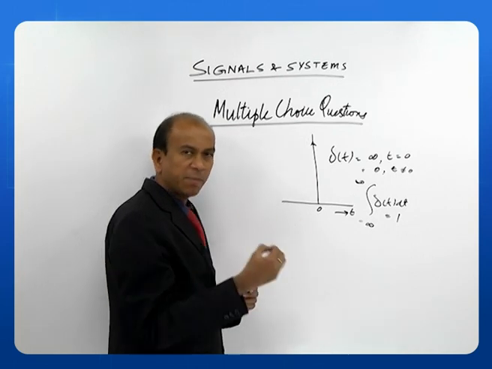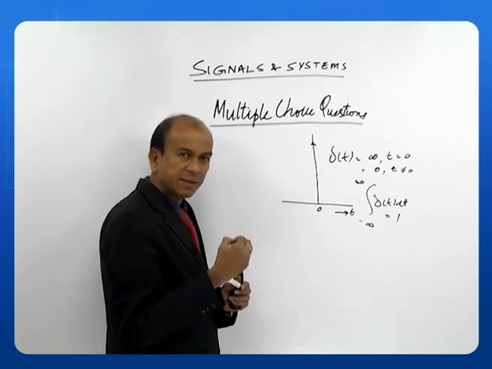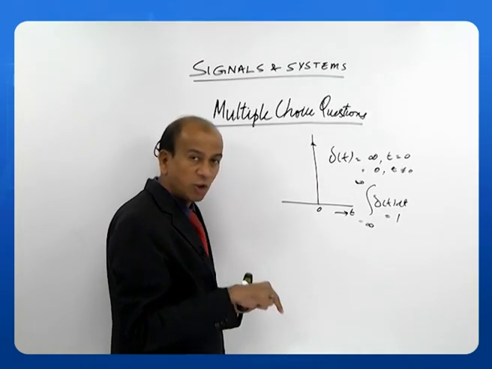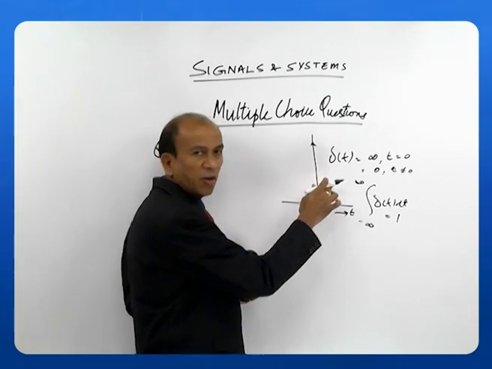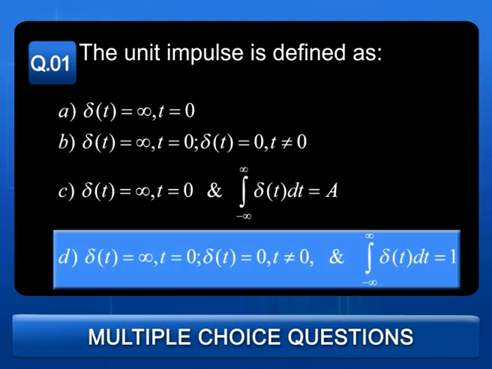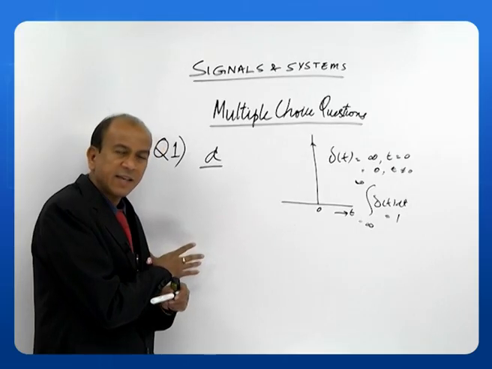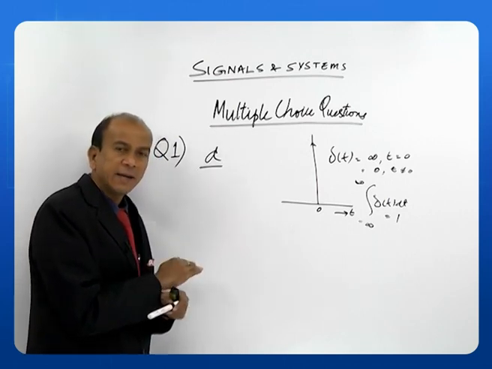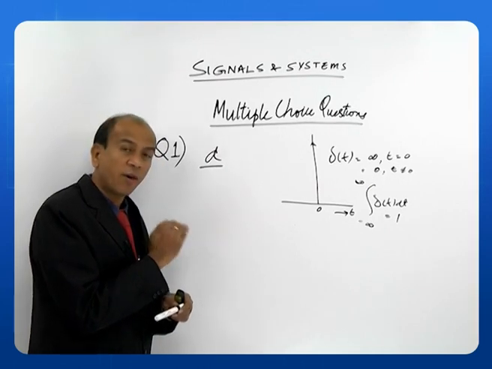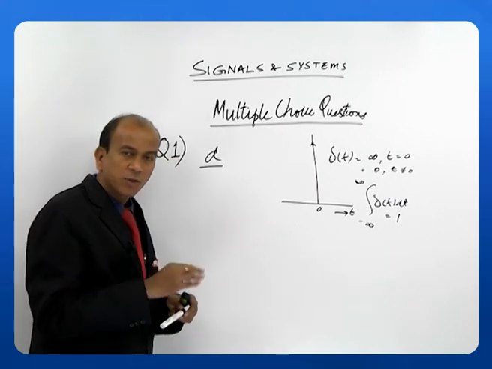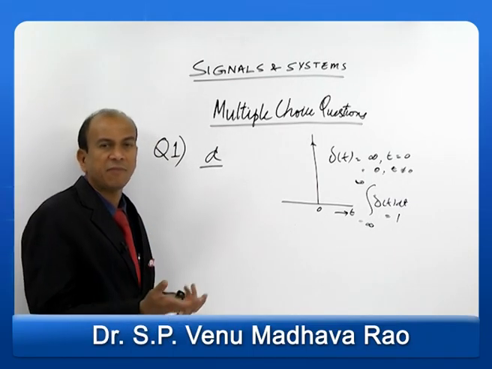If you look at choice C, it is almost the same, except that it says the area is A. That would have been true if this were A delta of t, so that is not the true answer. So the answer for us is D. This comprehensively defines everything. Let us recollect what answer D says: delta of t has an infinite value at t is equal to 0 and is equal to 0 when t is not equal to 0, and the area under the curve is equal to 1. So this completely defines the answer.